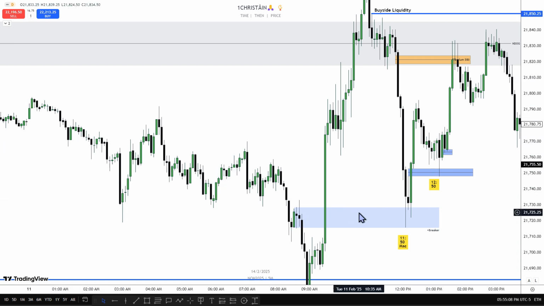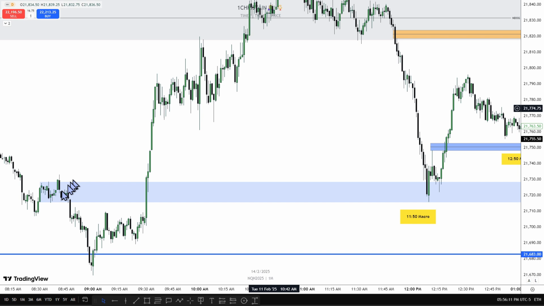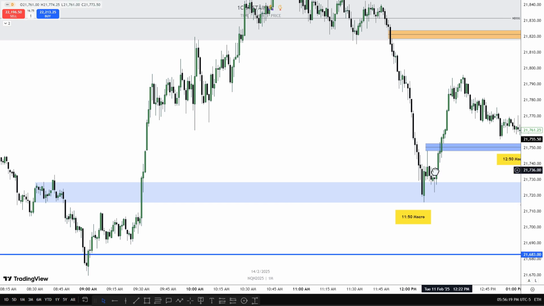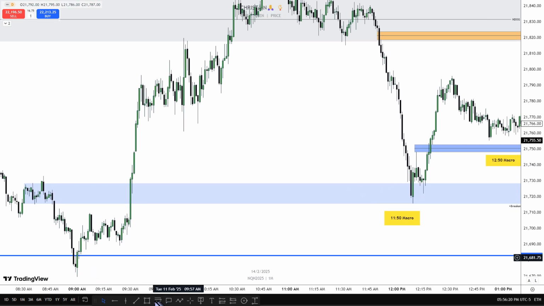Or you could be like me, which is I love analyzing on the higher time frame, then dropping back to the 1 minute to look for my entry models. So we have our 5-minute breaker. We dropped into that there. So what would be our entry model?